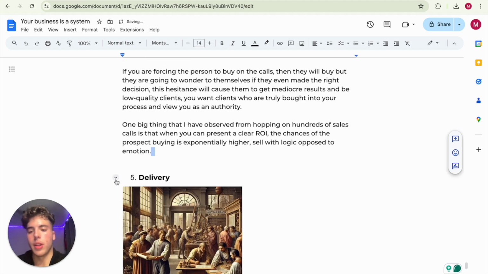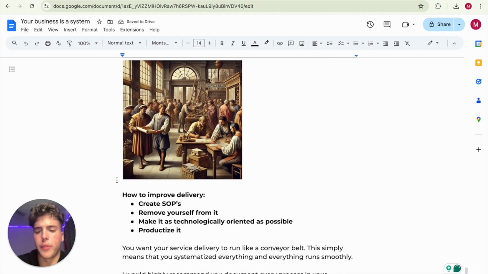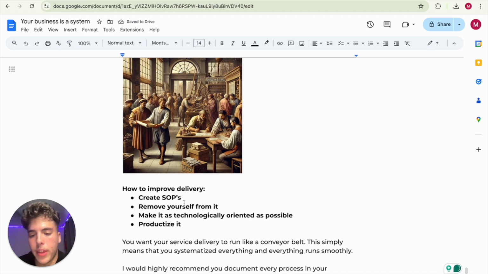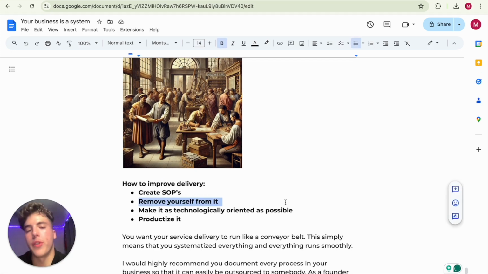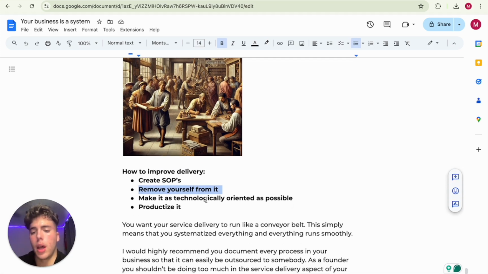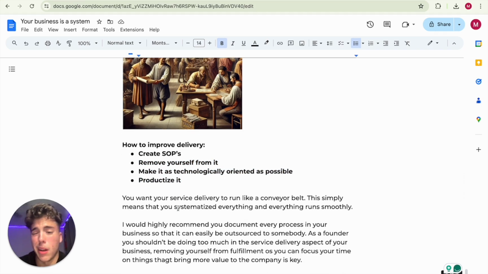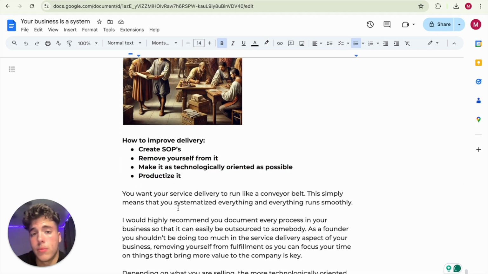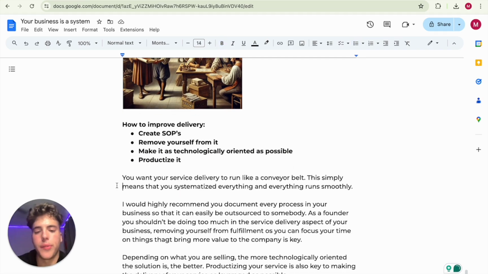And so the last one is delivery. So how do you improve delivery? It's pretty simple. Just document everything, create standard operating procedures, SOPs. If you're a founder, remove yourself from delivery, please. Make it as technologically oriented as possible, and also productize it. Okay, these two kind of go hand in hand, but at the same time, they kind of don't. I don't know. Do they? Maybe they don't. And so you want your service delivery to run like a conveyor belt.